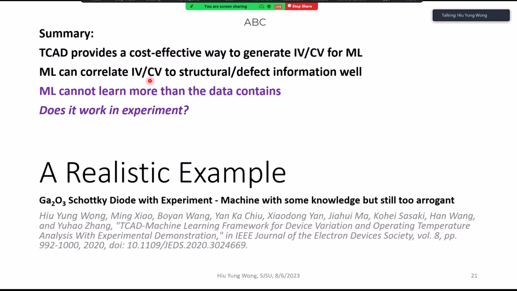It can correlate the electrical characteristic, the IV and CV, to the structure and defect information well. Okay? And also, you cannot learn more than the data you gave it. However, we are using the TCAD data to predict TCAD data. Would it work for experiment? I can tell you that it won't for what we are doing. And some of you may have already told yourselves, actually, there is a lot of overfitting. So let's look at another example.